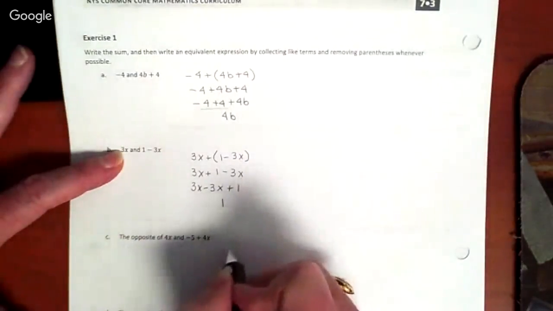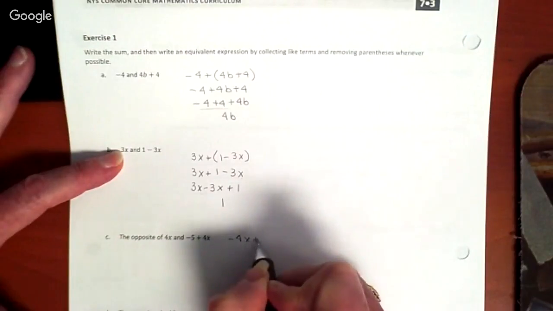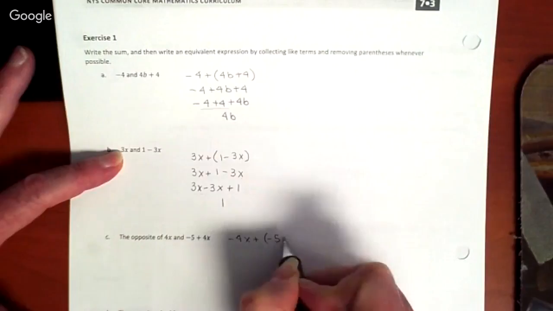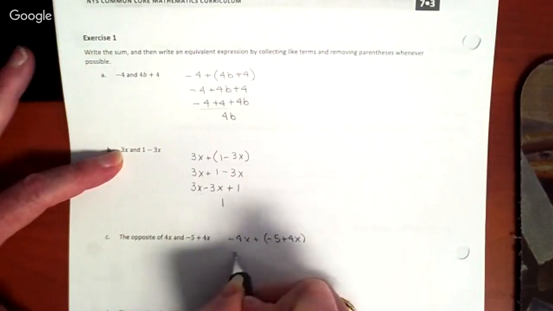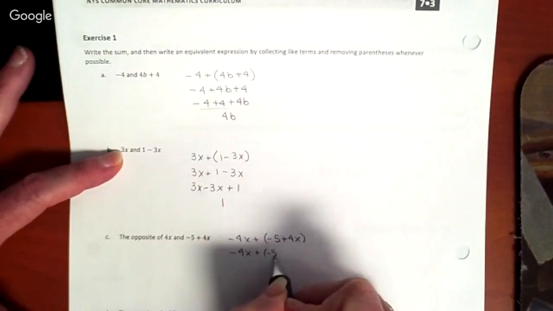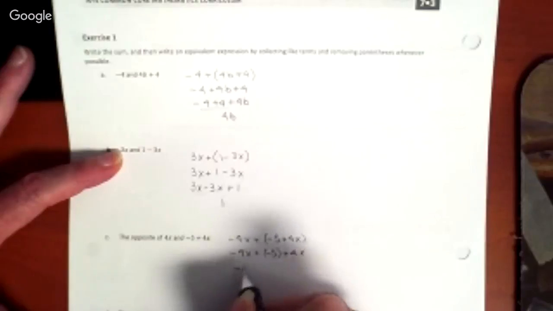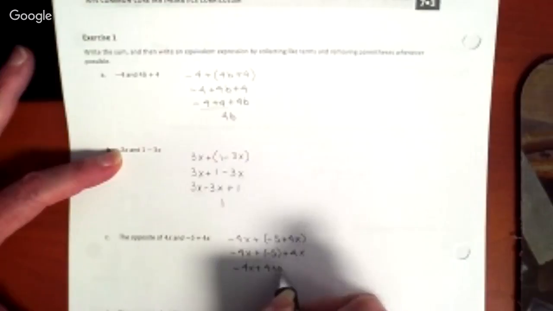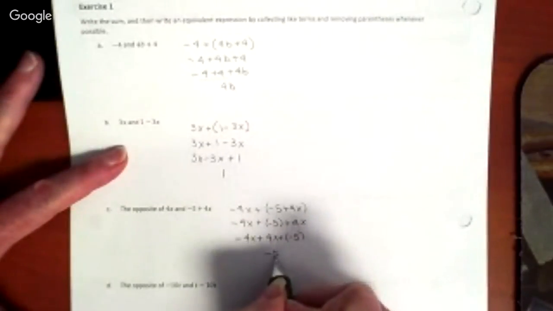Next, I have the opposite of 4x, which is negative 4x, and negative 5 plus 4x. Dropping the parentheses, I have negative 4x plus negative 5 plus 4x next to one another. Again, my 4x's cancel out, so I'm left with negative 5.